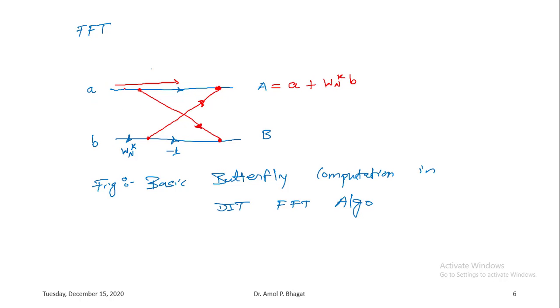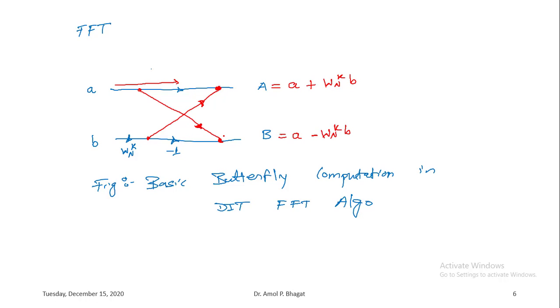Similarly, this A is coming as it is here, right? But the second input to this point is W_N^k multiplied by B multiplied by -1, so it will be minus W_N^k B. So the output will be A minus W_N^k B, because this -1 is getting multiplied with these two quantities, W_N^k and B, right? So this is how these computations are carried out by using this butterfly structure. Okay, so let's go into more details of it.